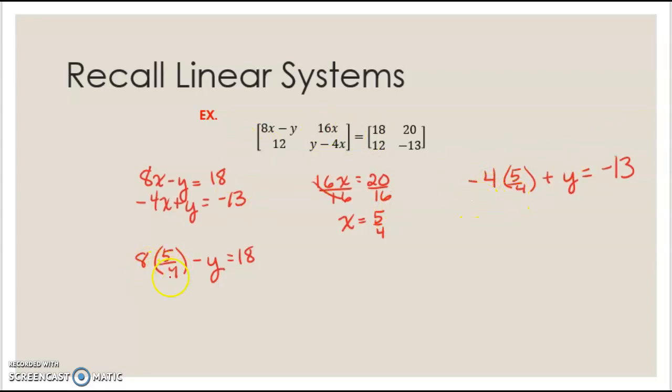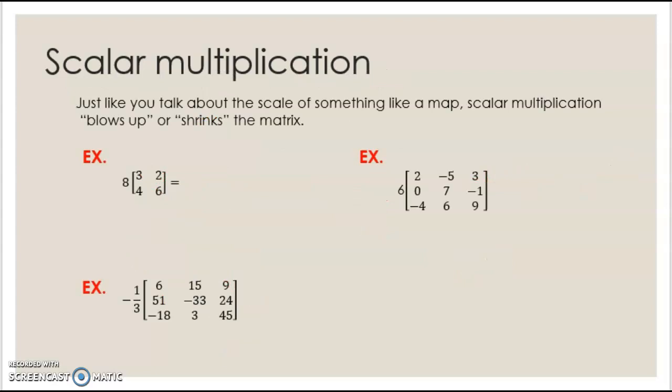So 4 goes into 8 2 times. 2 times 5 is 10 minus y equals 18. When you subtract 10 from both sides, you'll get -y equals 8. Divide by -1, which would change your signs, and y equals -8. So you have 5/4 for x and -8 for y. Okay.